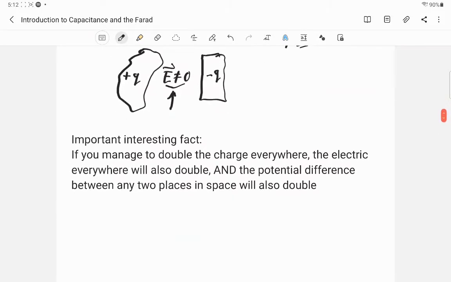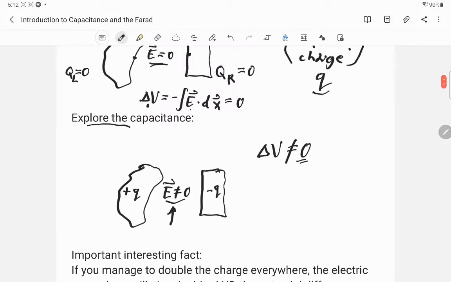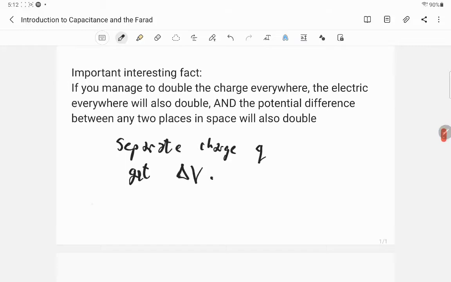Okay, so separate charge Q, get delta V, right? That's what we just did. We separated a charge Q. We understand that we get a potential difference, and we can define the capacitance right now.